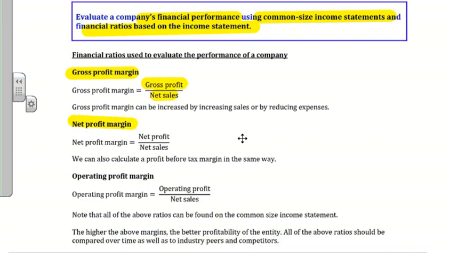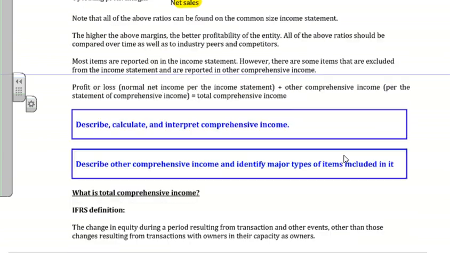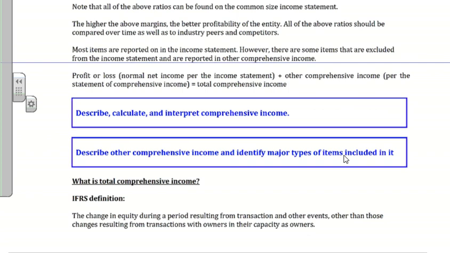Net profit margin, net profit over sales. Operating profit margin, you got it, operating profit over sales. All of them are over sales. That is the margin that we are looking at. We have a look over here, and remember we mentioned a little bit earlier on in the notes that there are different formats that one can use for the income statement.